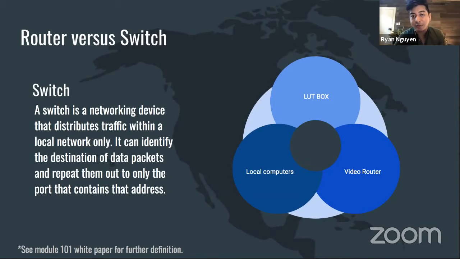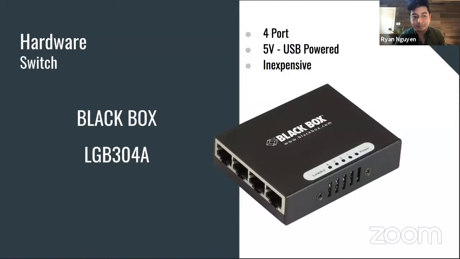Let's look at a specific example of a switch. This is the Black Box LGB304A. I know you can read that too. This is small, cheap, and robust as a network switch. It fits in your pocket. It's an all metal case around it. And in fact, because they're so inexpensive, I recommend that you have a couple of these in your kit, right? So that way you can stick it anywhere that you want. Just leave them on the truck the same way you would with some extra power cubes.